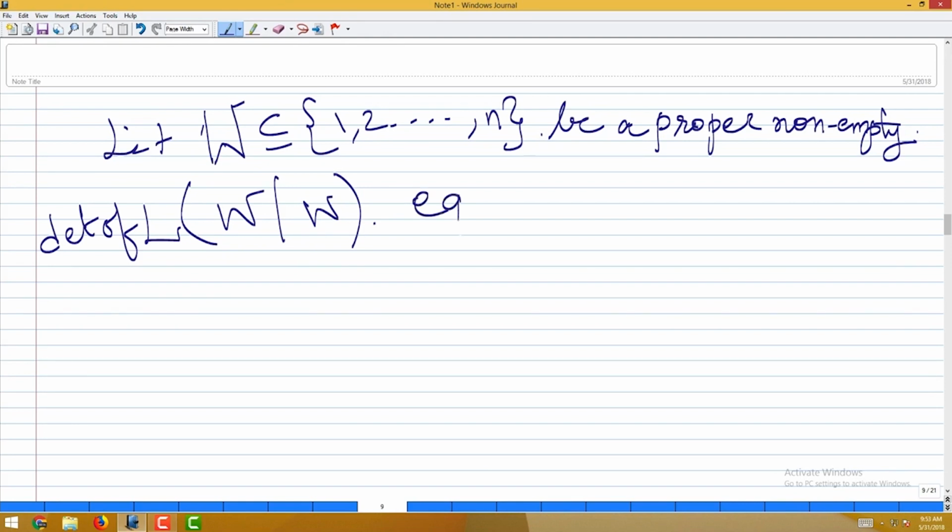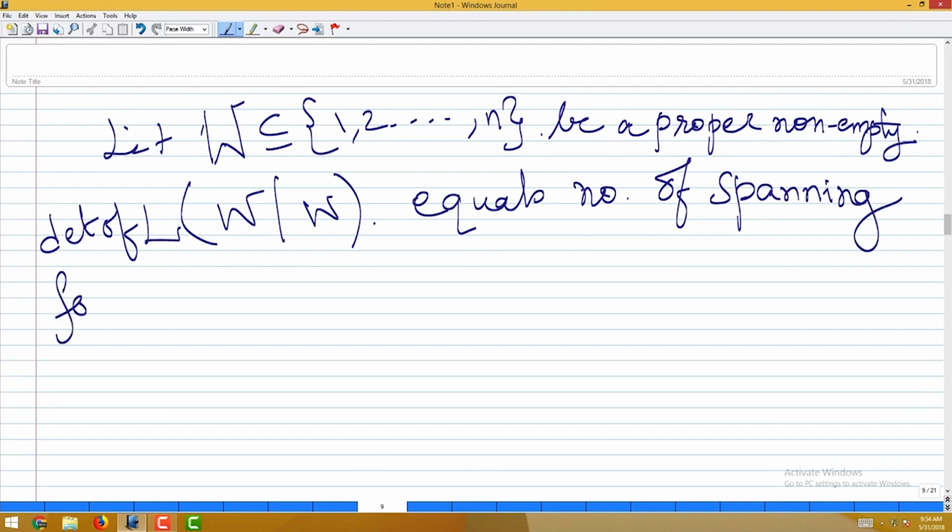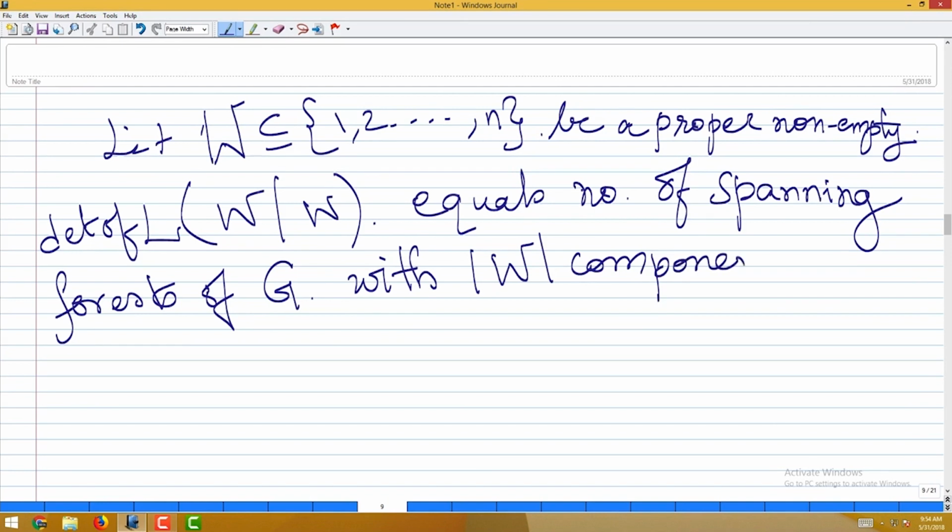So, this equals the number of spanning forests of G, okay, with it does not only give you the number of forests, it also tells you the number of forests with mod W components, okay. If I want to look at all forests with 2 components, all spanning forests with 2 components, I just have to remove 2 rows, 2 columns and look at the determinant of it.